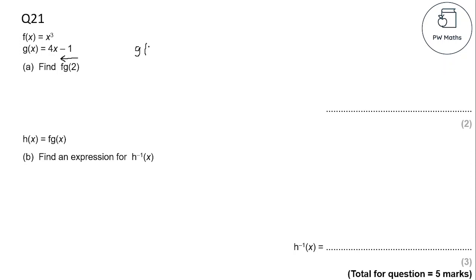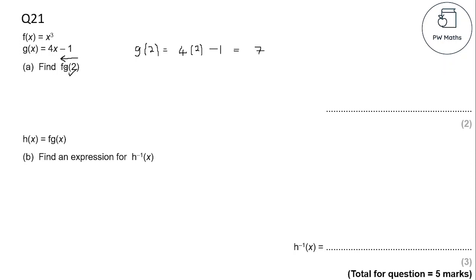I'll just tell the examiner that's what I'm doing. The G of 2 is, put it into this one, 4x minus 1, so we'll do 4 lots of x, x being 2, minus 1. Pop it in the calculator, 4 times 2 minus 1, 7. I've got the G of 2, I've done that bit.